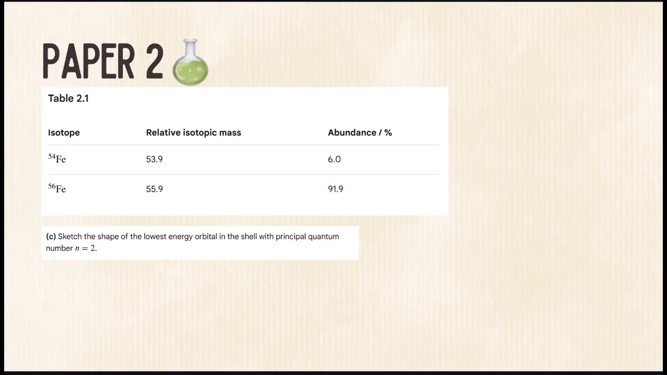Moving on to part C, we need to sketch the shape of the lowest energy orbital in the shell where the principal quantum number n equals 2. In the second shell, we have two types of subshell, 2s and 2p. Between them, the 2s subshell always has the lower energy level. Since all s orbitals are spherical, I will represent this three-dimensional sphere by drawing a simple perfect circle.